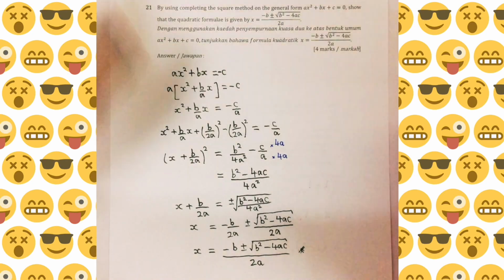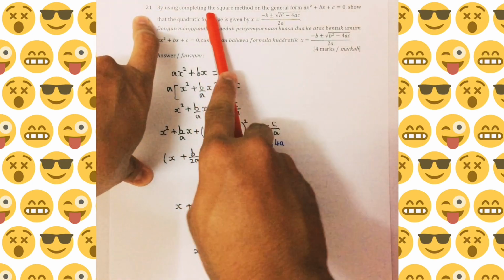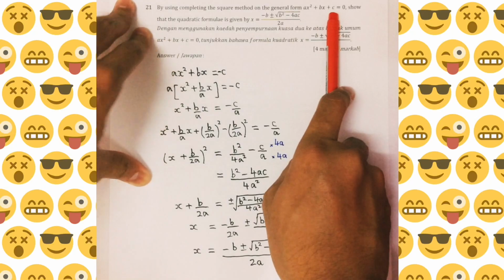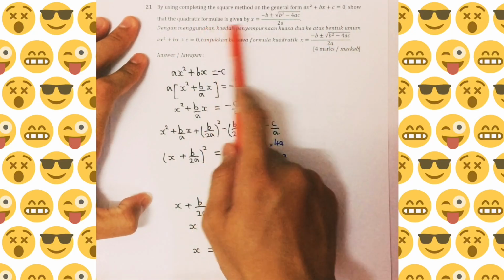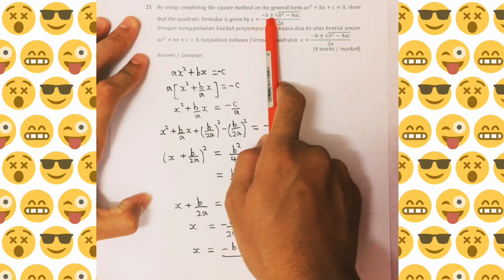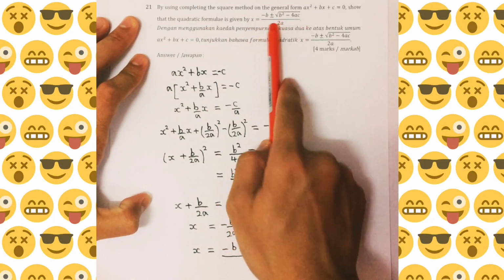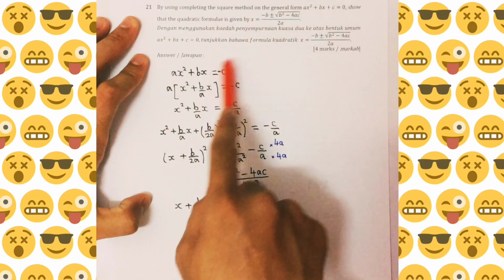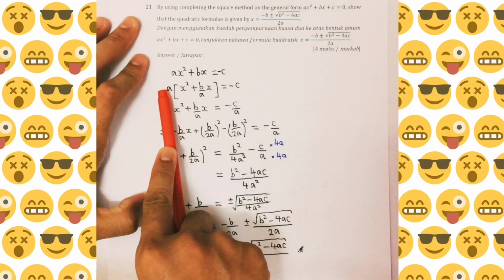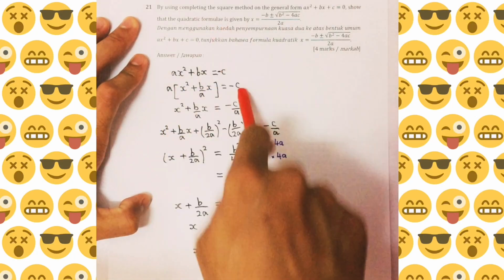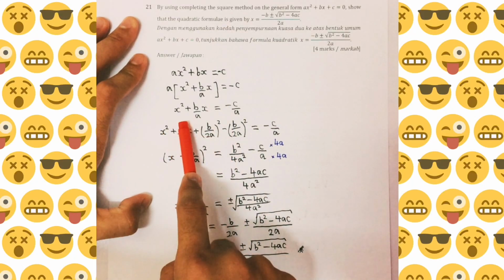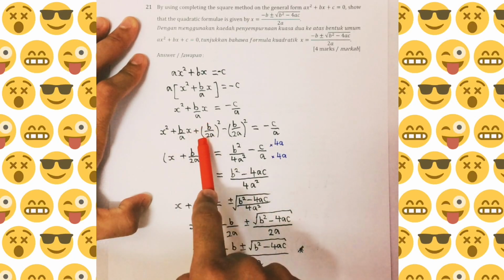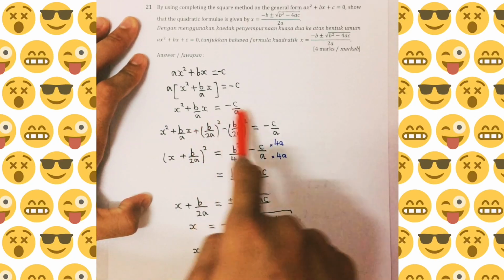Question number 21 is quite interesting because you need to use completing the square on the general form ax squared plus bx plus c equals to 0 to prove the quadratic formula, the first formula that you learn in add maths, which is x equals to negative b plus minus square root of b squared minus 4ac, over 2a. The first thing is to move over your c to the other side, you get negative there. Factorize a, you pull out a, and then you bring over this to the other side, divide by a, and then you apply the completing the square method, which is plus b over 2 square. Your b now is b over a. You divide by 2, you get b over 2a, and then plus and minus, both are squared.